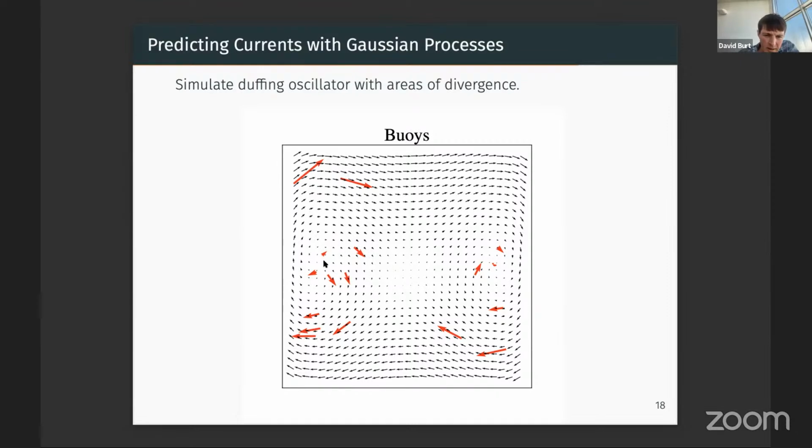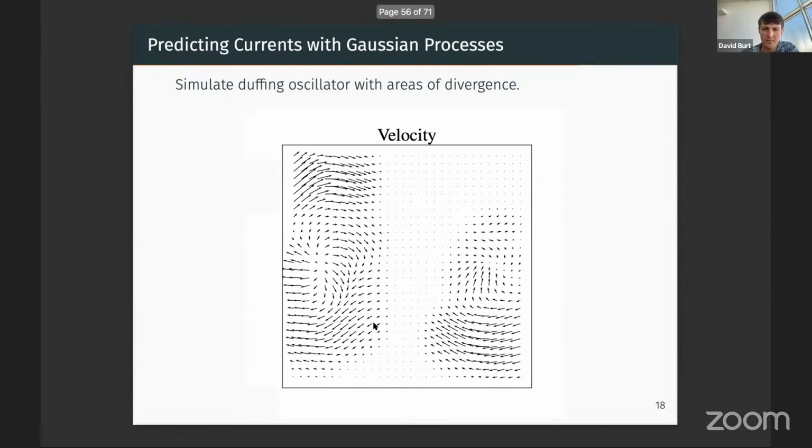And so we should expect there to be a divergent area here. You can see the arrows are pointing out from this point. And then a convergent area here, which would correspond to a downwelling. This would be an upwelling. And we're going to be interested in whether the models are able to identify these and then also predict low divergence everywhere else, since the field is purely rotational.